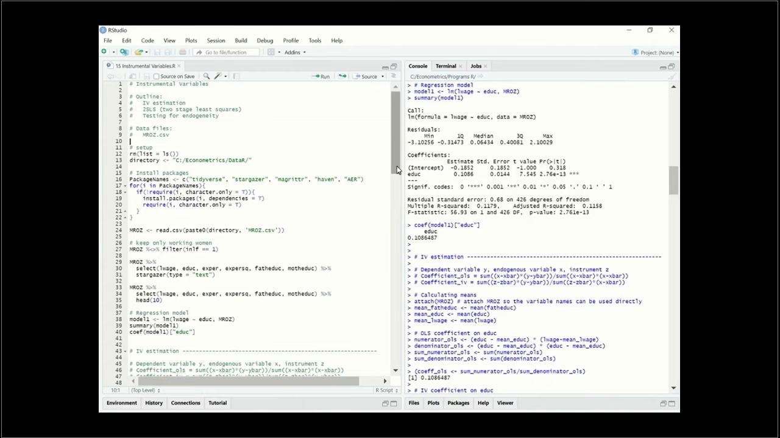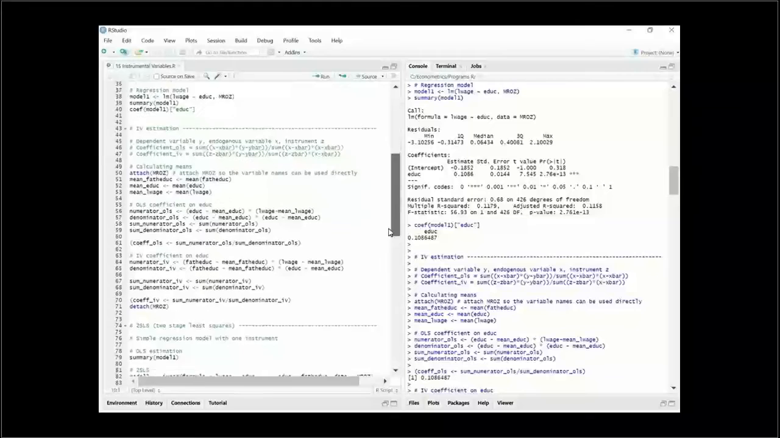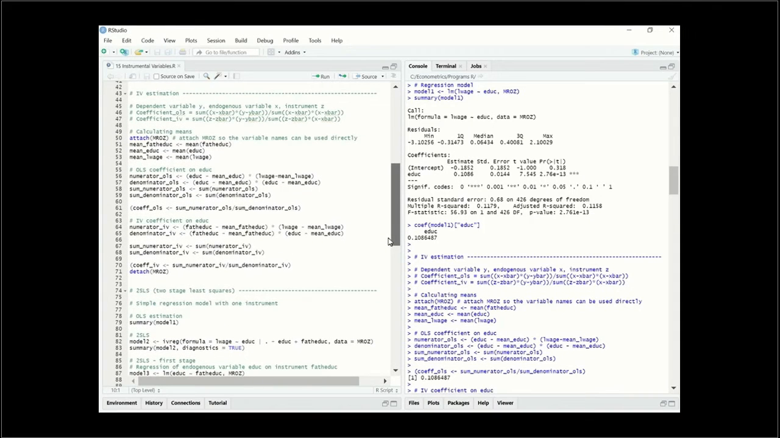So let's discuss the instrumental variable estimation. Here the dependent variable would be y, the endogenous variable would be x, and the instrument z, which is not correlated with the error term, is going to be denoted as z. So we have two formulas. One is for the coefficient using the OLS method, and the other one is for the coefficient using the IV method.